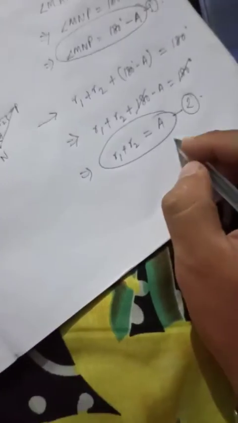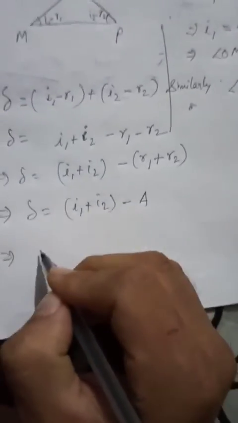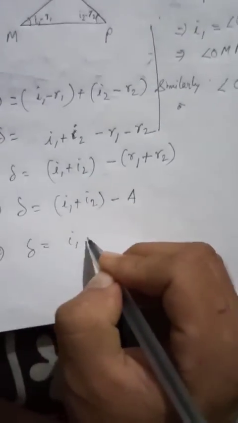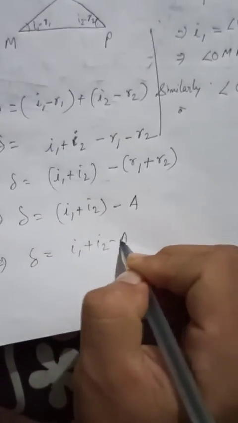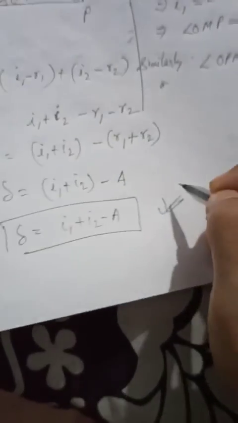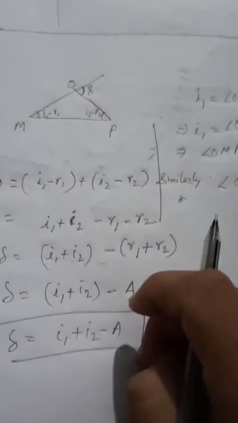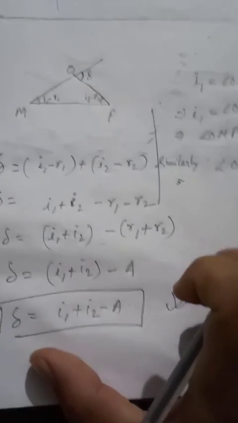In the second expression we got R1 plus R2 as how much? A. So we will replace R1 plus R2 as A. So finally we got this expression: delta is equal to I1 plus I2 minus A. This is the expression of angle of deviation of a prism. So this is the last and final expression. So if the derivation is asked of you, then you will draw this figure and step by step you are going to find this derivation. Okay, thank you.